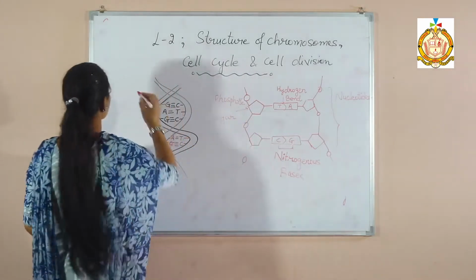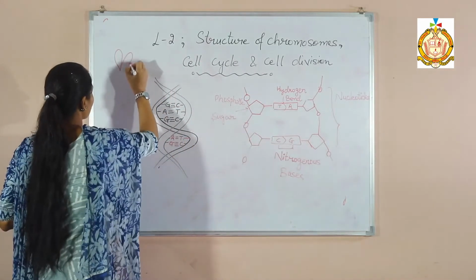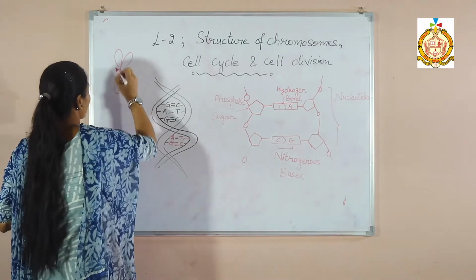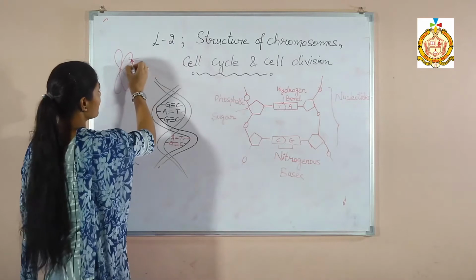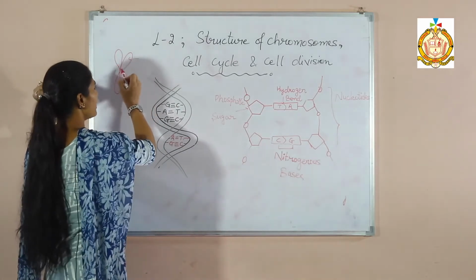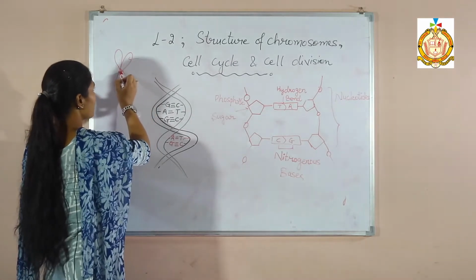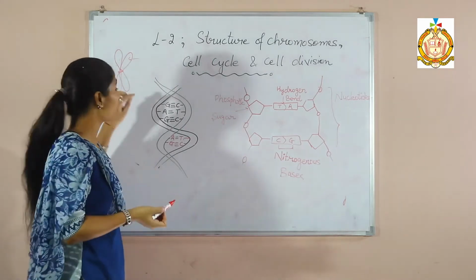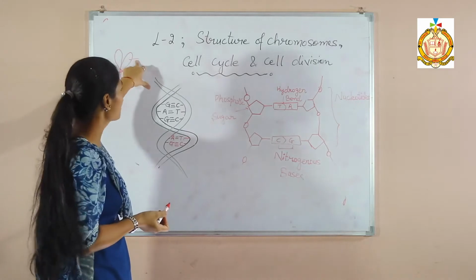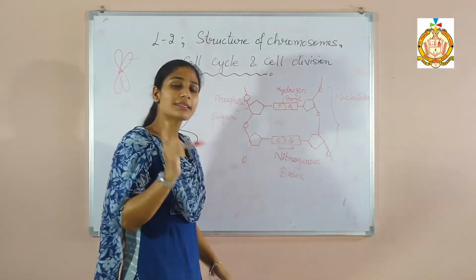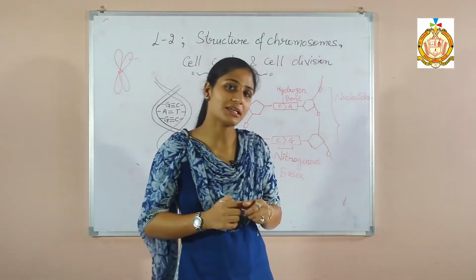I'll show you the structure. The structure of a chromosome is like this. They have two chromatids. These are known as the chromatids. The two chromatids are joined with each other at this point, and this point is known as the centromere. At the centromere, the chromatids are attached with each other, and this structure is known as the chromosome. In a single chromosome, a number of genes are present.